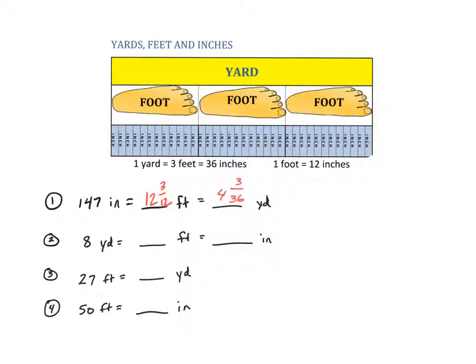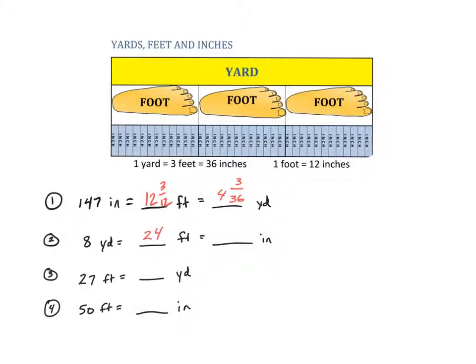In question 2, it says 8 yards is how many feet, and that's also equal to how many inches. So I have 8 of these big, long yellow bars right here, these yardsticks, and I want to know how many feet that is equal to. Well, 1 of these yards is equal to 3 feet, so 8 of the yards is going to equal 8 groups of 3. So 8 groups of 3 is equal to 8 times 3, which is 24 feet.